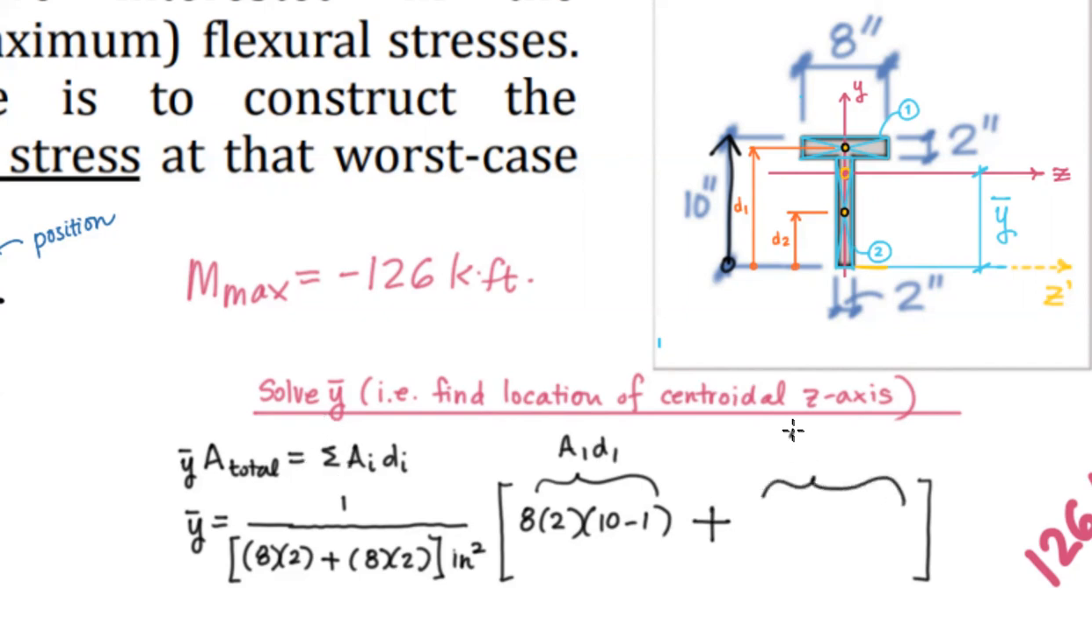Now we're ready to do A2D2. And the sum of these two terms is going to be area times distance. So I'm just going to put my inches cubed outside that bracket. All right, area 2 is also an 8 by 2, right? So 10 minus 2 is 8, 8 times 2. So let's plug that one here. And its distance is half of 8. That's 4. I'll just write it in full form like that.